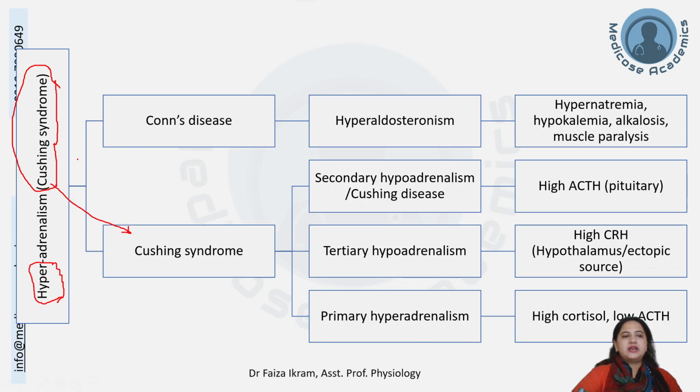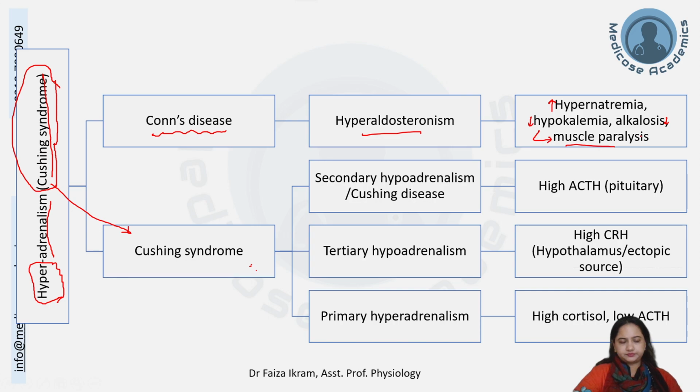But there is another type of hyperadrenalism too, in which only mineralocorticoids are in excess. That is Conn's disease. So I think this should be removed from here and left here. Cushing syndrome, in which all the three categories of hormones will be increasingly produced, and in Conn's disease, only aldosterone will be excessive. Once there is excessive aldosterone, there will be excessive reabsorption of sodium and water, hypokalemia, alkalosis, and muscle paralysis will be because of this hypokalemia of transient type.